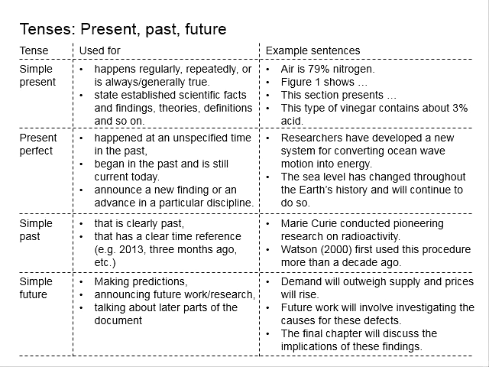Let us look at the example sentences. Researchers have developed a new system for converting ocean wave motion into energy. The present perfect tense is "have developed". Based on the sentence here, you know that the system for converting ocean wave motion into energy has already been developed in the past, and it is still there, and the specific time is not clearly specified.